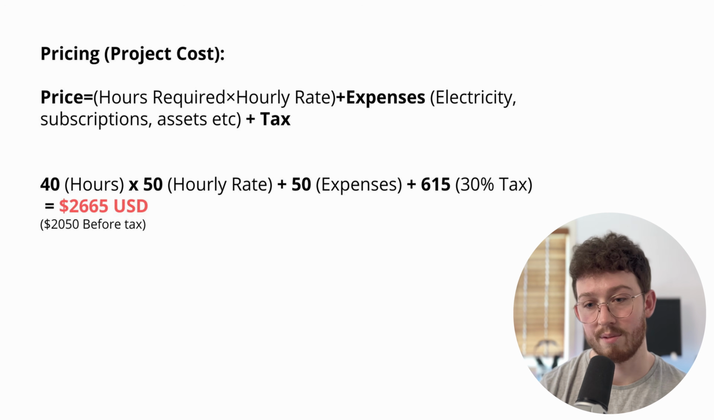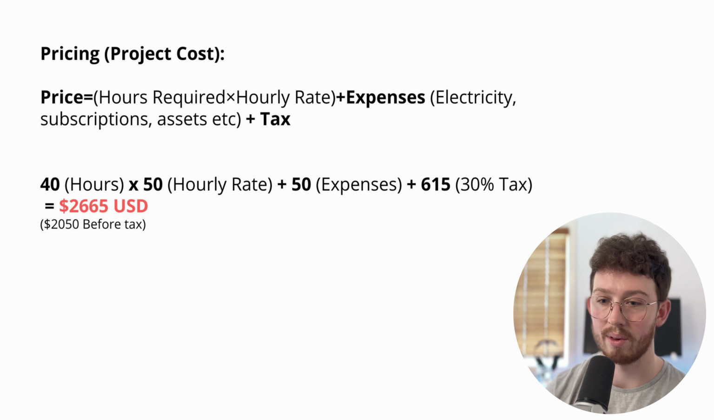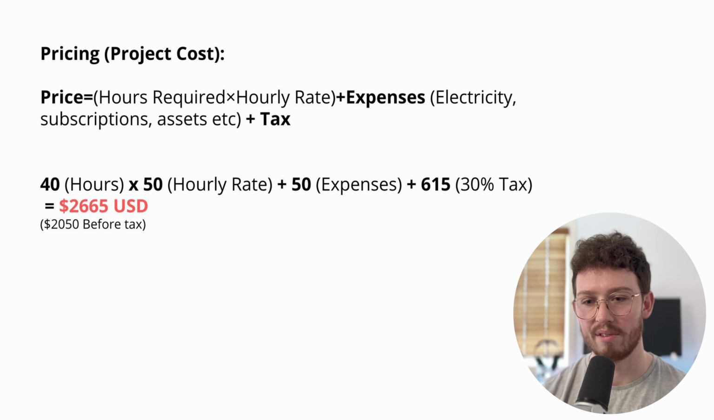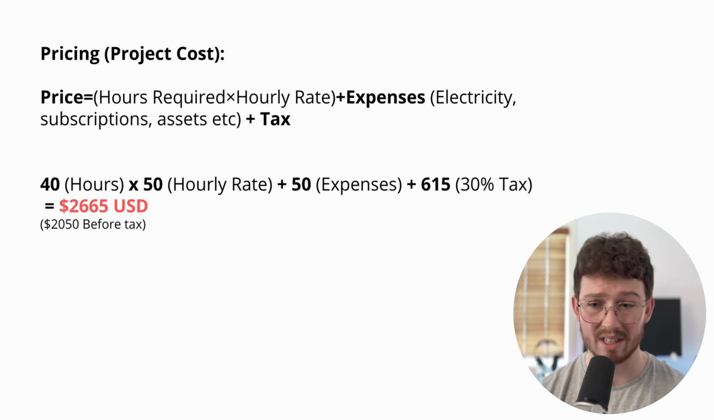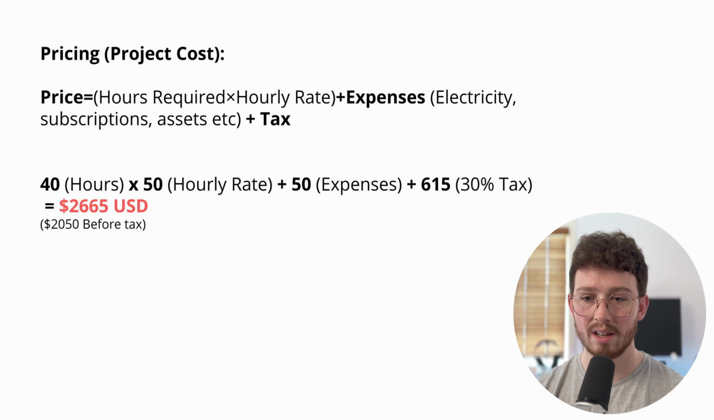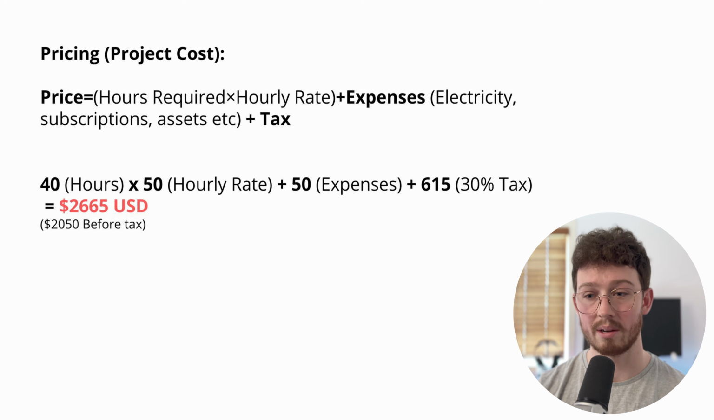So if we're assuming this project is taking 40 hours, that's 40 times 50 if your hourly rate is 50 US, plus 50, which is the electricity, subscriptions, and then plus tax, which comes to 2,665. It's really important to think about tax because that actually plays a big role in how much profit you're going to get. So as I said before, your hourly rate is highly dependent on where you're living and what skill set and level of experience you have. And it is also highly subjective. You actually set this. People might not want to go with you because you're so expensive, but this is actually up to you.